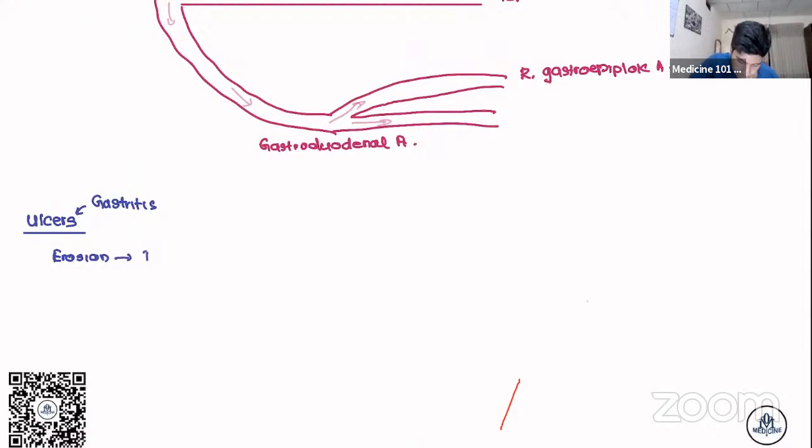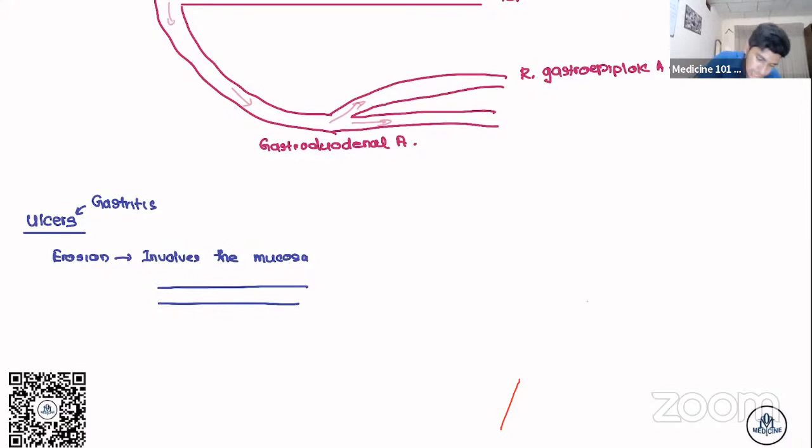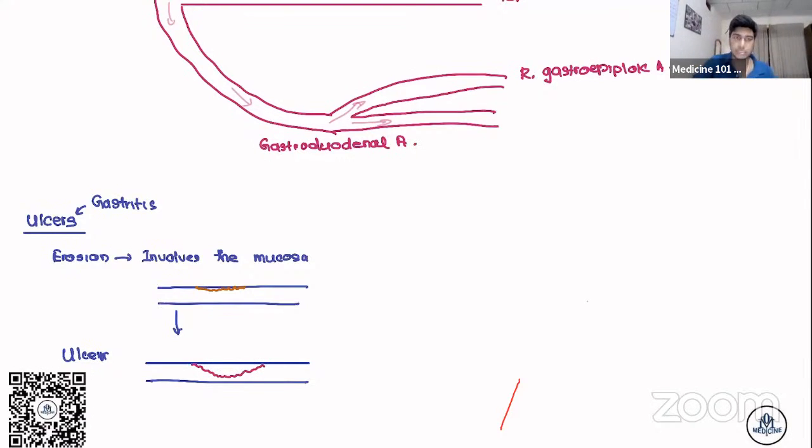Erosion involves the mucosal layer only. If this is the wall, an erosion will only hit the mucosa. However, an erosion can progress to an ulcer. An ulcer will involve deeper layers of the GI system, most notably the stomach and the duodenum.